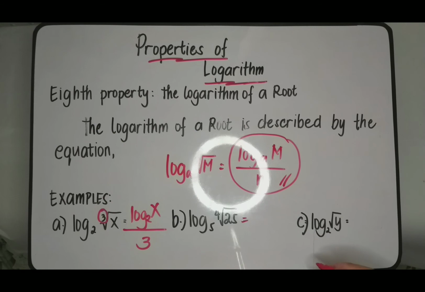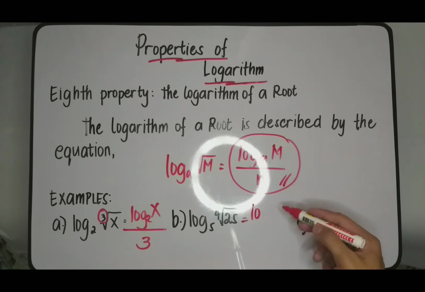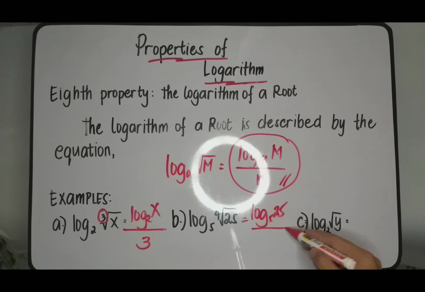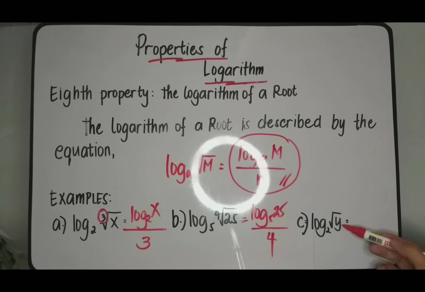Okay, so another one, so we have here logarithm of 4th root of 25 to the base 5. So rewrite natin siya based on the logarithm of a root. Okay, so logarithm of 25 to the base 5 over 4. And last, logarithm of square root of y to the base 2. So since square root siya, ang index niya ay 2. Then rewrite natin, so logarithm of y to the base 2 all over 2.